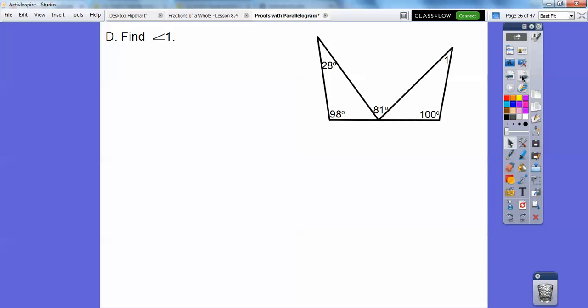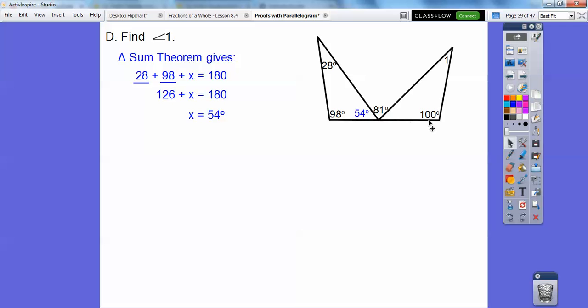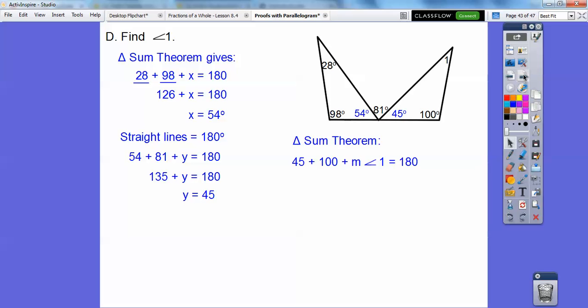All right, find angle 1. Angle 1's way up here. Here I have a triangle, 180, so we'll find this angle right here. And we get that to be 54. And then here we have a straight line. Straight lines also equal 180, so 54 plus 81 plus that guy right there equals 180. So we get that guy to be 45. And then finally we have another triangle to be 180. So we find out that the measure of angle 1 is 35, okay?